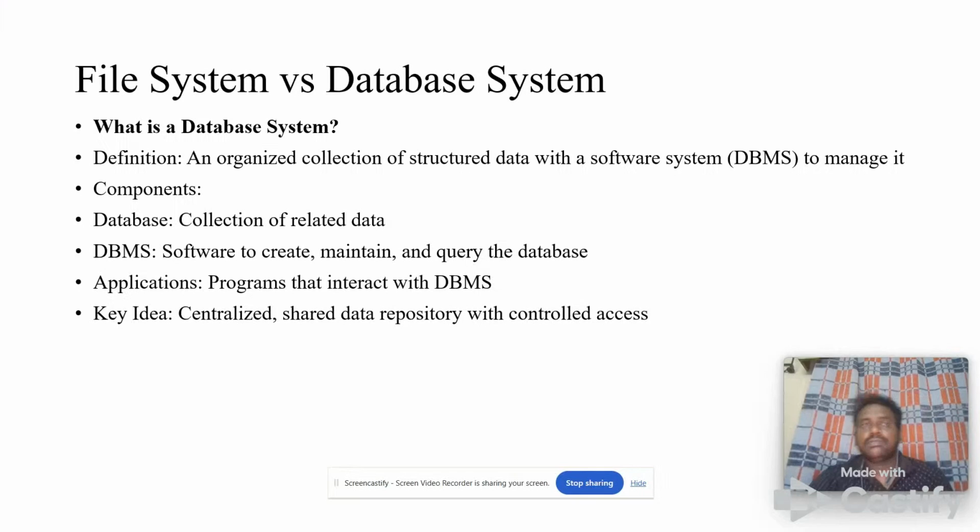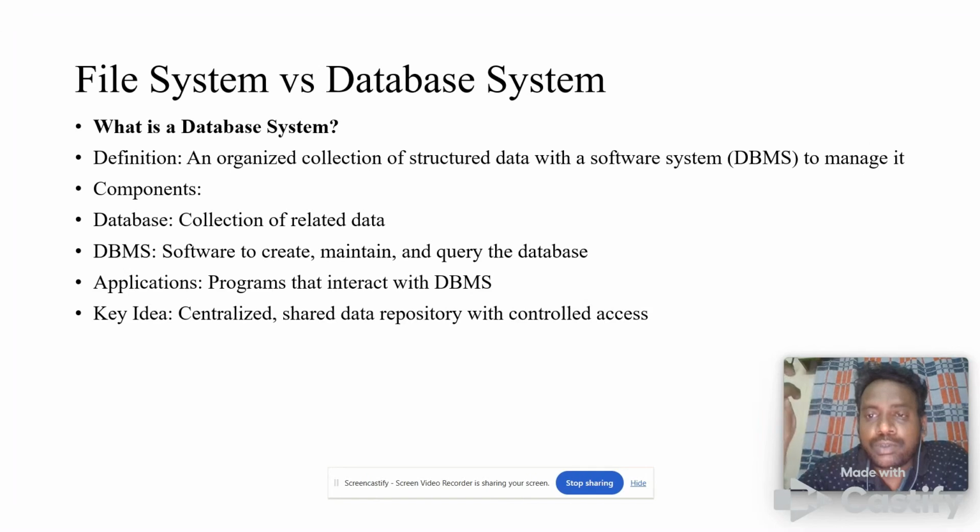So now we come to know what all the disadvantages of a traditional file system are. For that reason, we evolved to the database management system. First of all, we need to understand what a database system is. Actually, it is a collection of structured data, managed by software called a database management system, to manage that data in a structured format. It is a software system used to manage or structure the data that has been collected or organized.